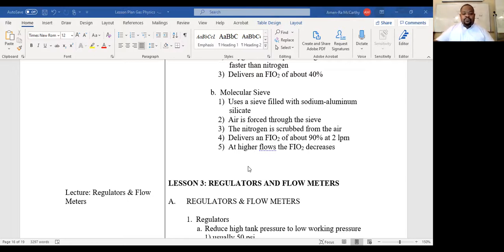All right, let's go. Now, at higher flows, though, the FiO2 will decrease. Now, you'll learn that as we get into medical gas or oxygen therapy, because it's just like I said, Kool-Aid in the water, right? The more water you get, the less concentration of Kool-Aid.